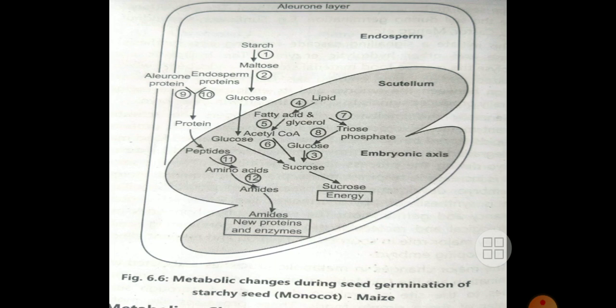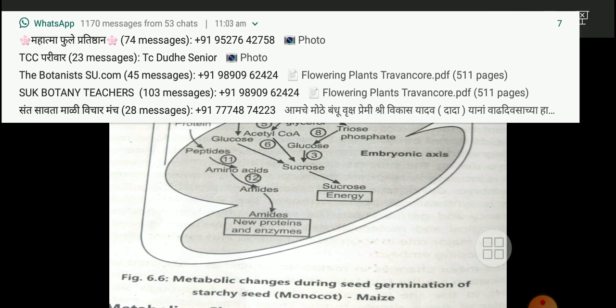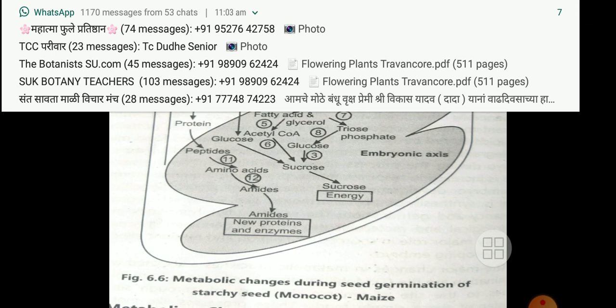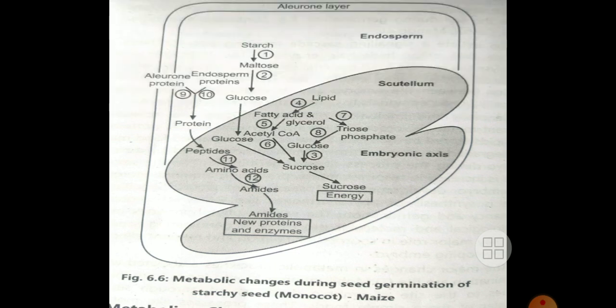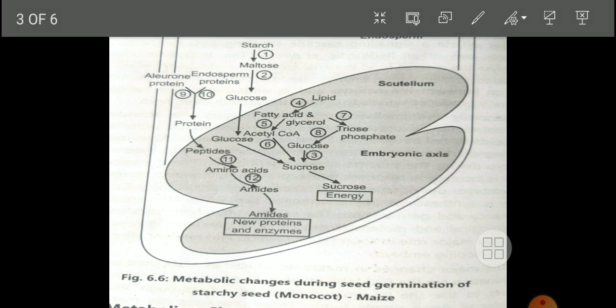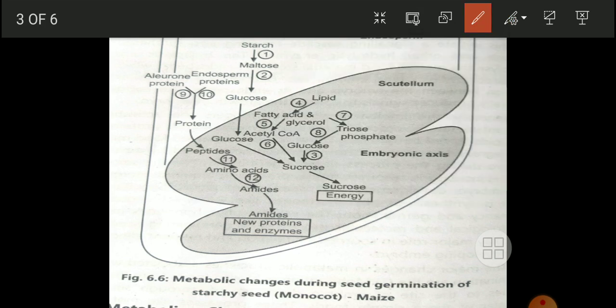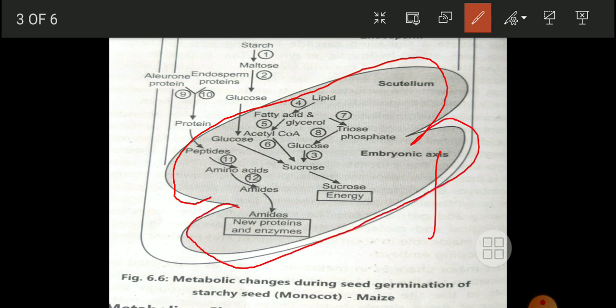My friends, actually this sketch shows the metabolic changes during the seed germination of a starchy seed, a monocot maize section, and you will come to know how things happen and which types of changes take place. So here this is the embryonic axis. This total structure is the embryonic axis. The aleurone layer is this one, isn't it? The aleurone layer is this one.